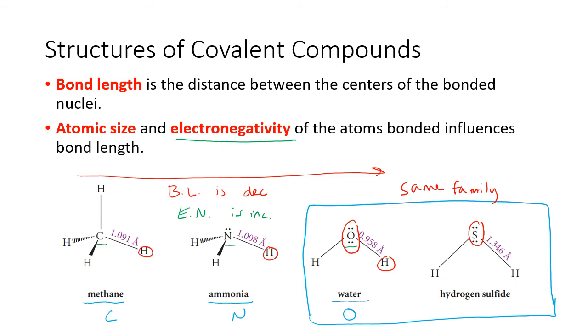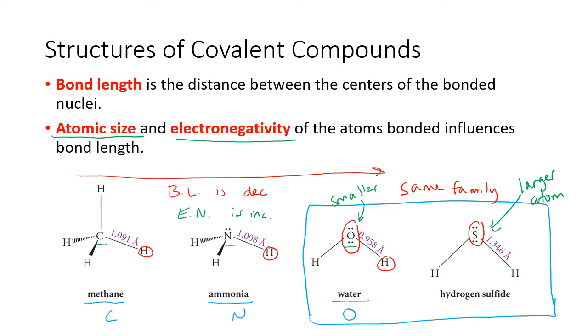We're going to compare the atom size. So atomic size becomes the overriding factor when you're changing the family that you're in. Sulfur is a much larger atom than oxygen is. Oxygen's smaller. And so really the size of that atom impacts the bond length.